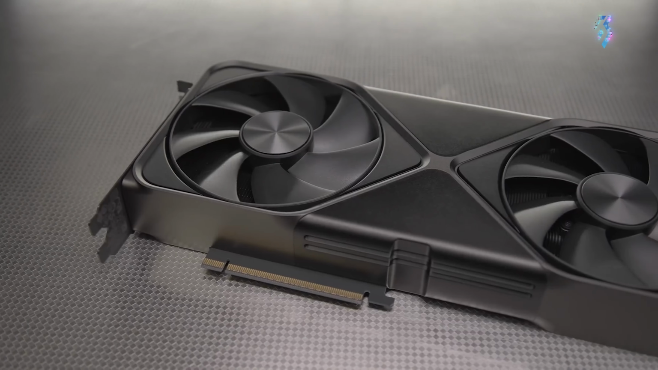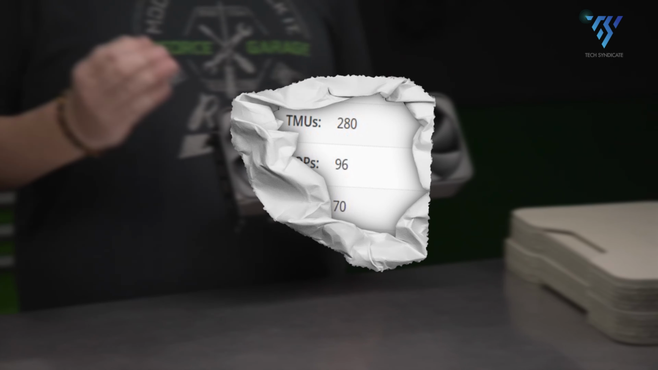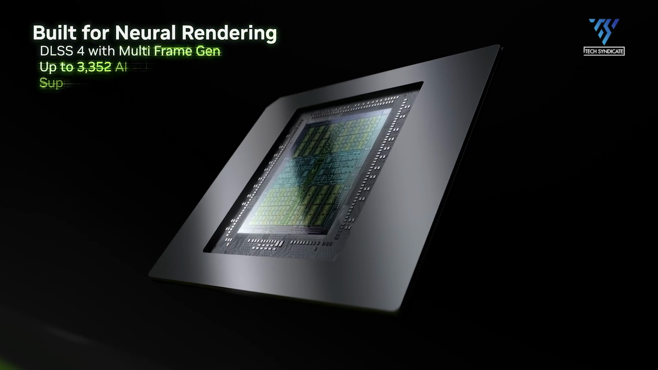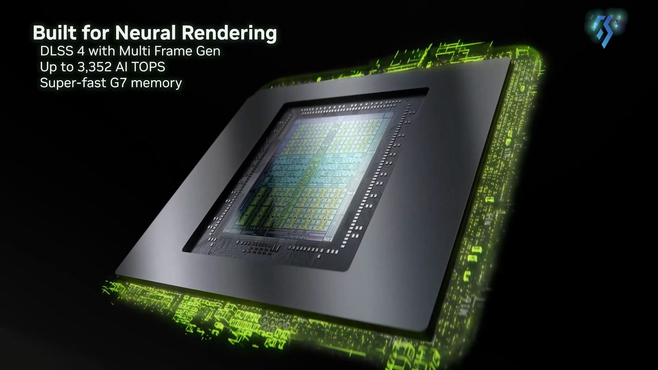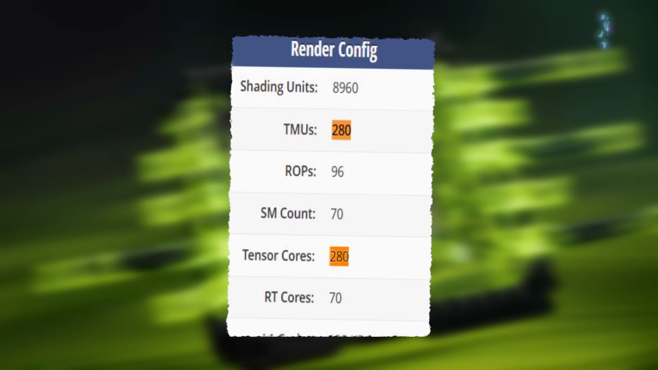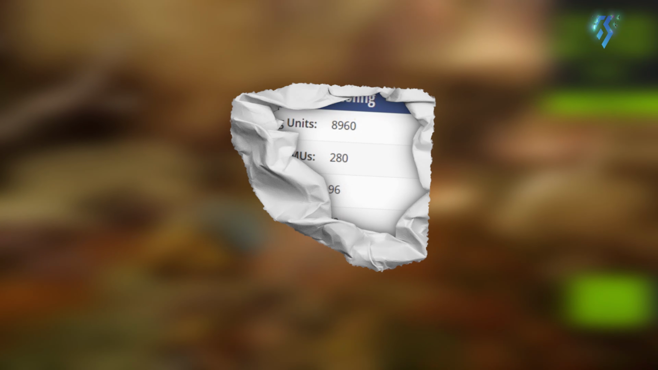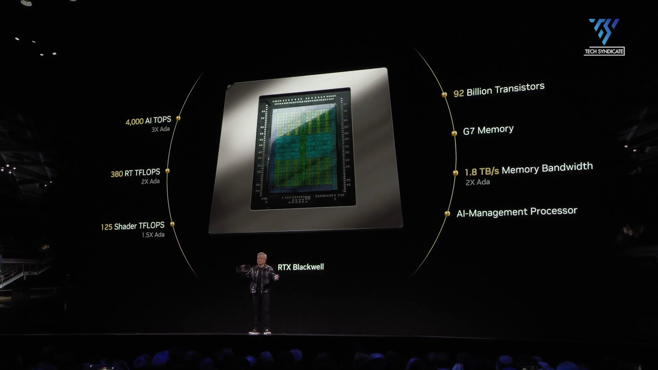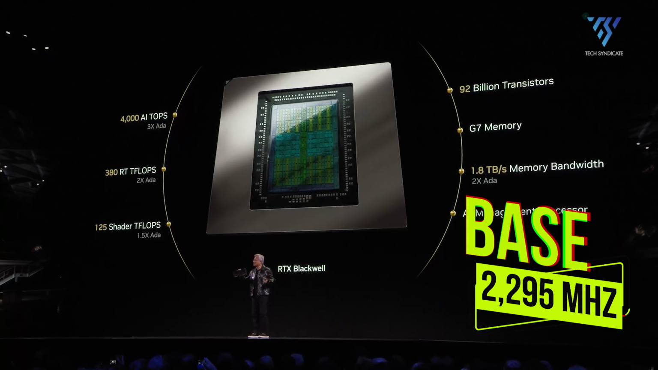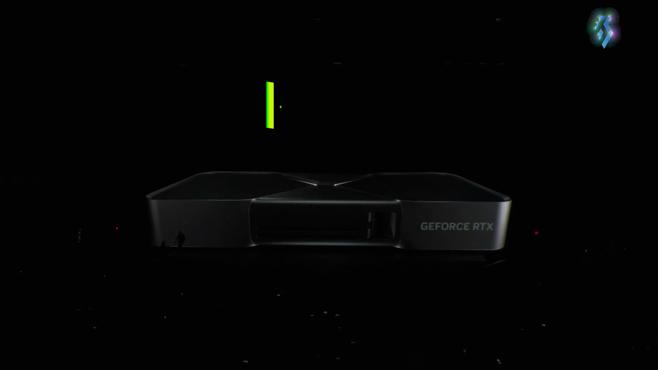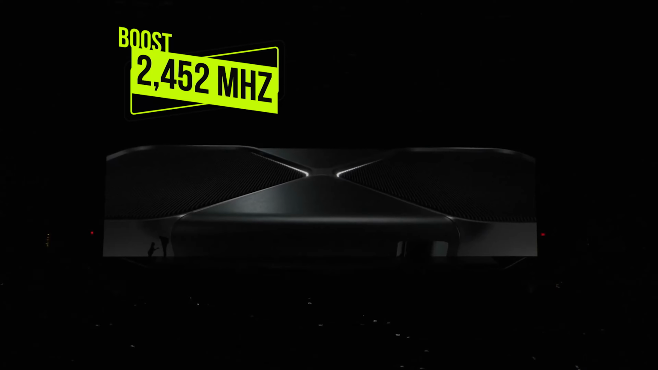The RTX 5070 Ti packs 8,960 shading units in 70 streaming multiprocessors, with 280 texture units, 96 render output units, 70 ray tracing cores, and 280 tensor cores. Clock speeds range from 2,295 MHz base to 2,452 MHz boost.